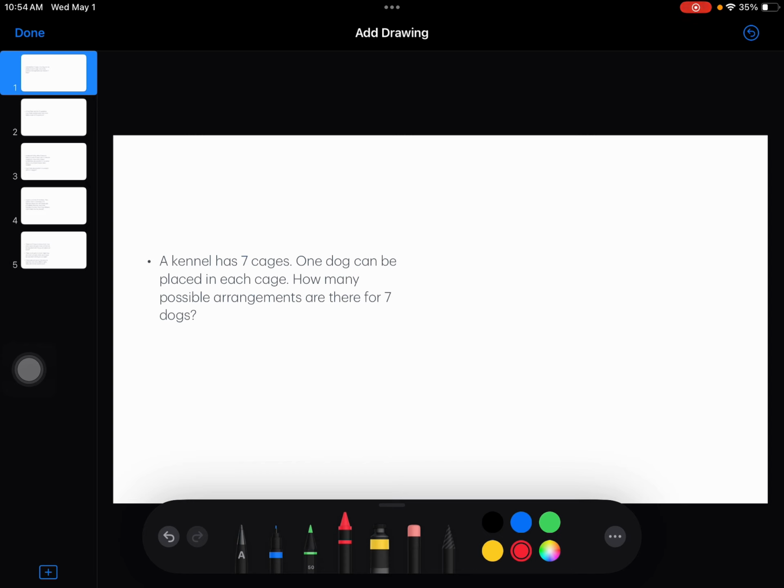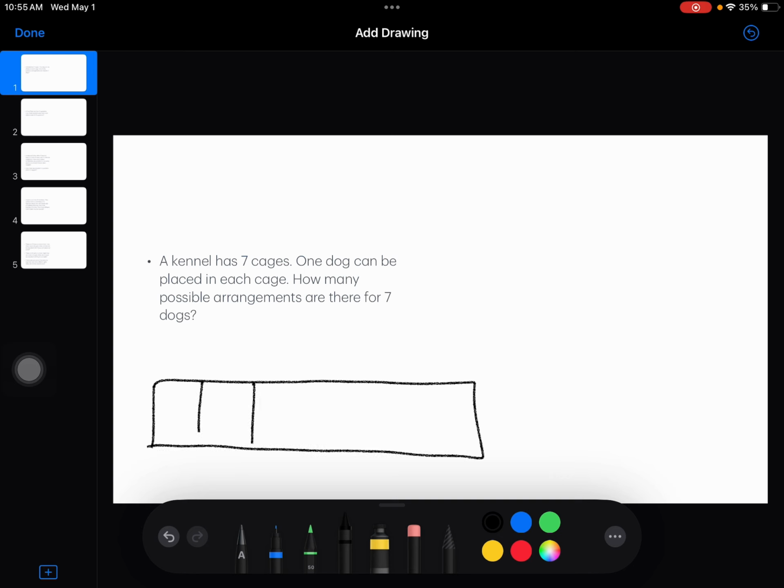For example, a kennel has 7 cages. One dog can be placed in each cage. How many possible arrangements are there for the dogs? And there's more than one way to do a lot of math problems. In this case, let's start by just thinking about the situation.